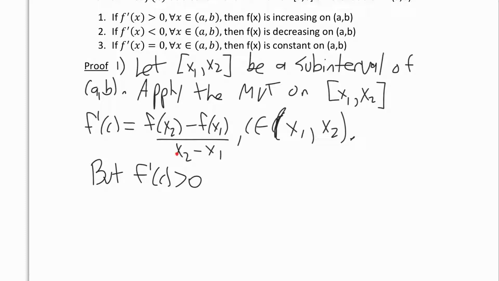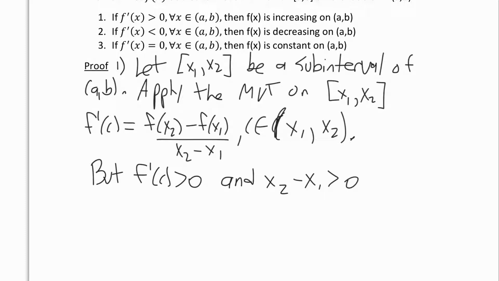Now, what do we know about the bottom here? x2 minus x1. Is that quantity positive or negative? Well, we have a subinterval. We go from x1 to x2. This is the left side of the interval. This is the right side. So this is the bigger number. This is the smaller number. When you subtract two numbers like that, of course, you get a positive quantity. So we could say, and x2 minus x1 is positive.